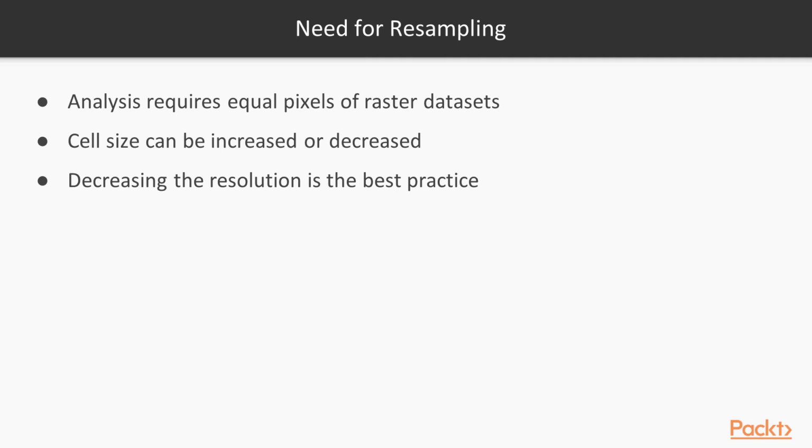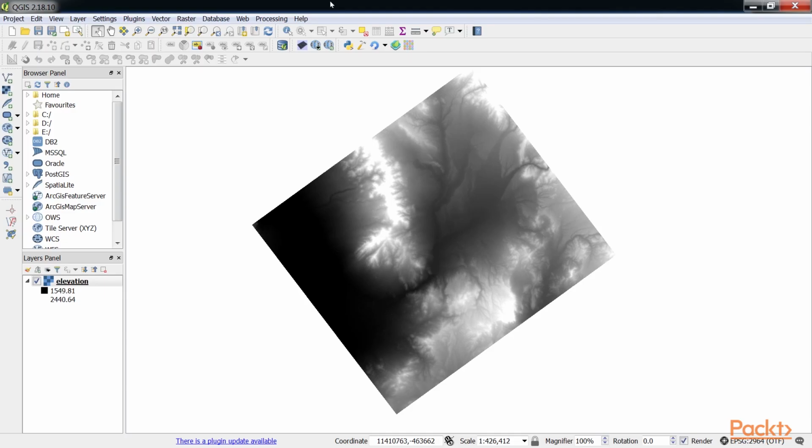Although you can increase or decrease the resolution of a raster, it is considered a better practice to decrease the resolution of the finer datasets to match the resolution of the coarsest raster. In QGIS, there are several tools that can be used to resample a raster. Here, we will use the GDAL Translate tool.